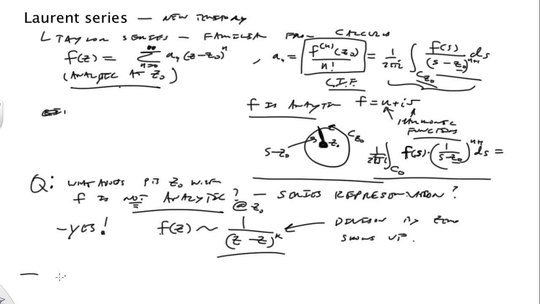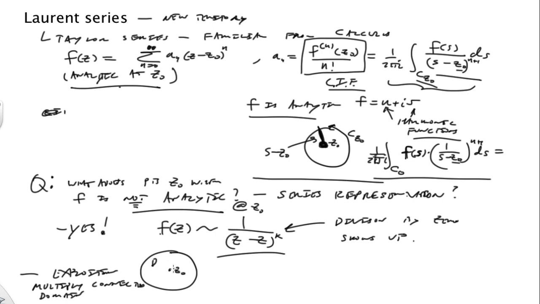Really what we're going to be exploiting is this: if I have some disk where f is analytic except at a point z naught, what I do is exploit multiply connected domains.